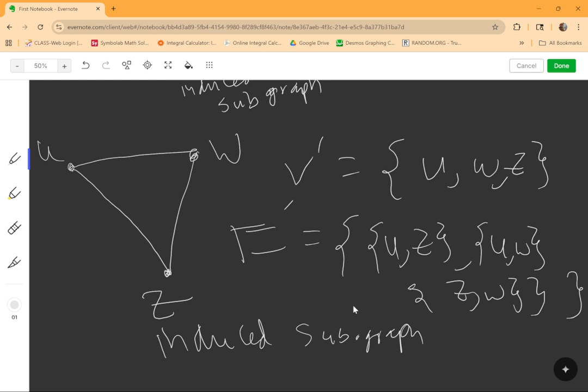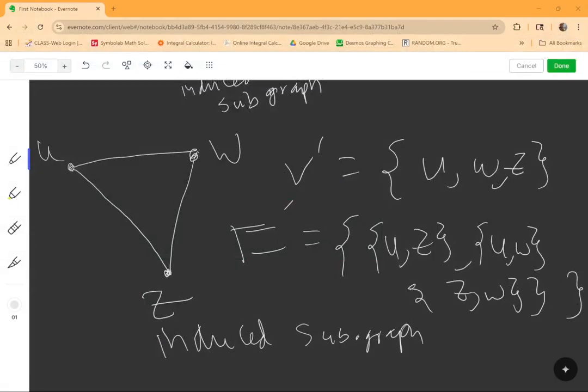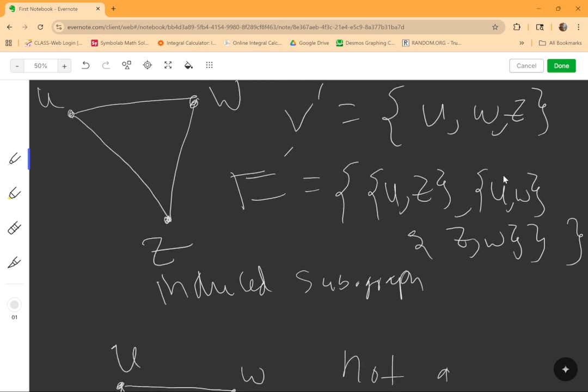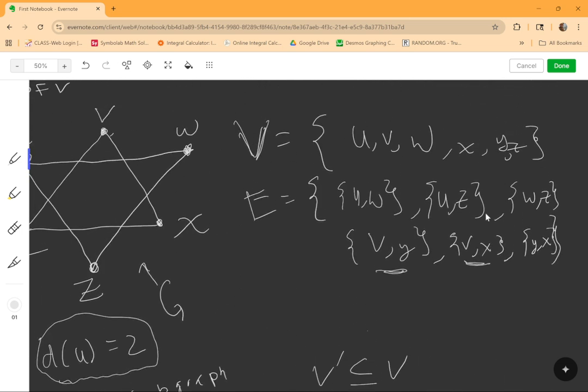Referring back to our definition, every edge in E whose vertices are still in V prime is also an edge in E prime. So every single edge in E whose vertices are still in V prime. Looking at V prime, U, W, Z, and then going to my graph here, all the vertices that have U, W, and Z.